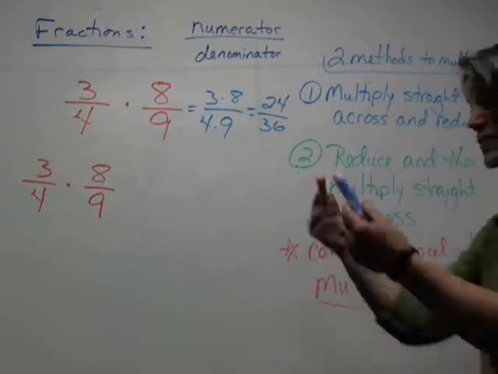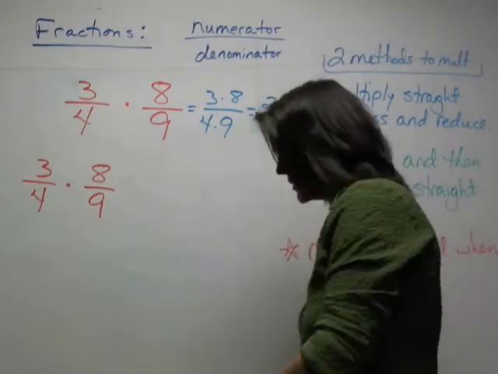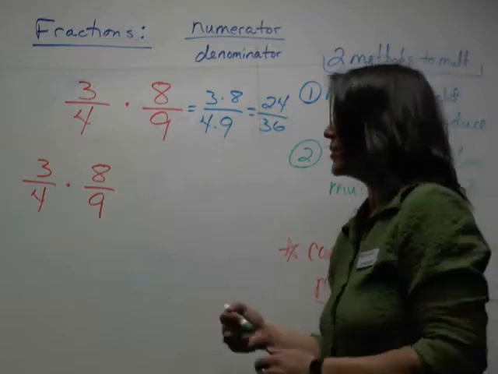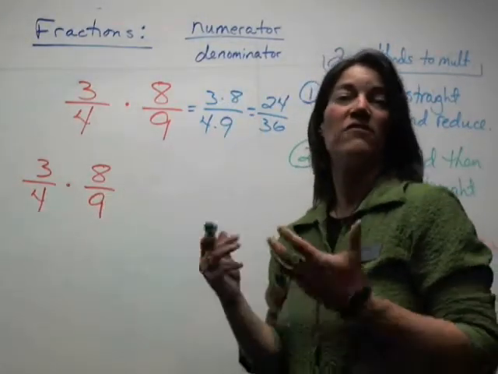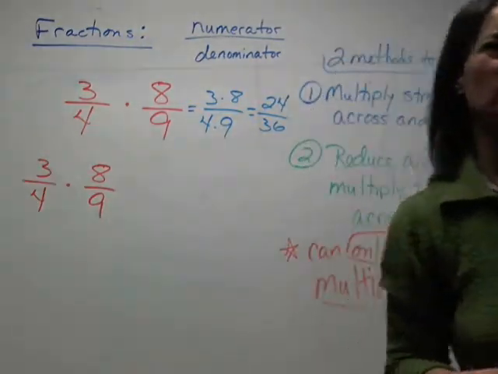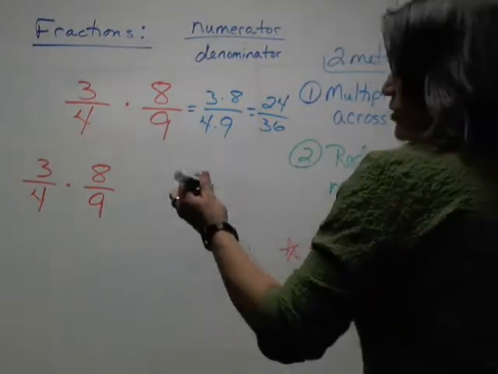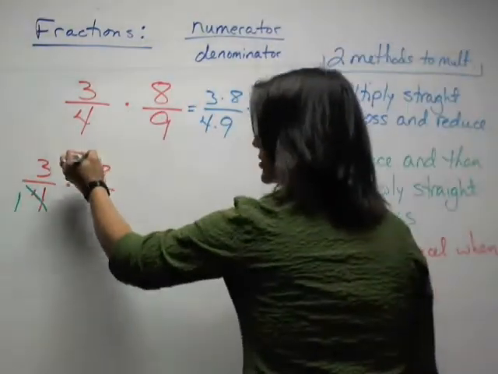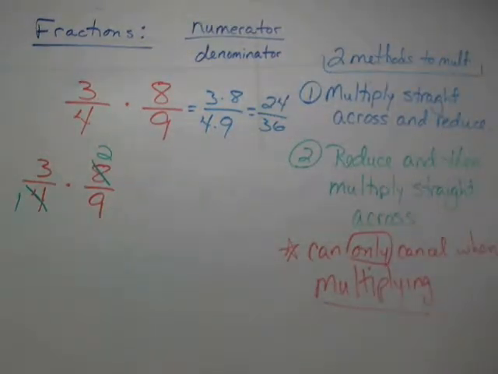But it doesn't matter if the numbers are right above each other or diagonally, as long as one of my numbers is on top and the other's on the bottom. So in this problem, what I notice is that I have a 4 on the bottom and an 8 on top. 4 and 8 share that factor of 4. So I say, how many 4s go into 4? My result is 1. How many 4s go into 8? My result is 2. So I reduce that.